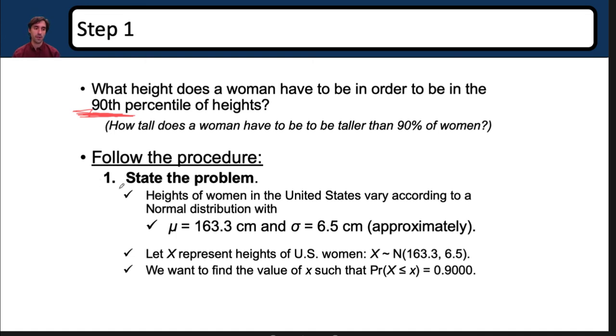So we need to state the problem. Here's number one. The heights of women in the United States vary according to a normal distribution. Notice that we are already given the population mean as well as the standard deviation. The height in centimeters for women is 163.3 and the standard deviation is 6.5 centimeters. We want to find the value that is within the 90th percentile.